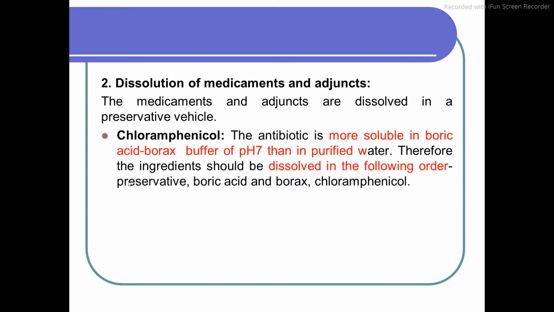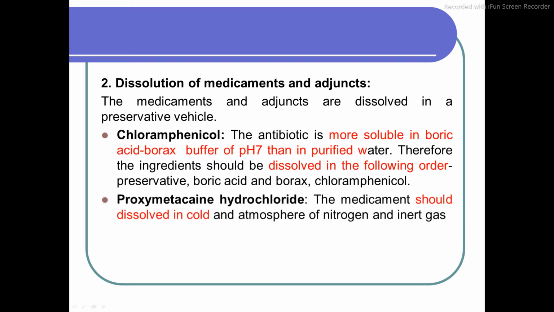First, we have to dissolve the preservative in the vehicle. Once your preservative vehicle is ready, then we dissolve boric acid and borax. Now the pH of your solution becomes 7, and once you mix the boric acid and borax, then finally you can dissolve the chloramphenicol, because in plain water chloramphenicol may not be highly soluble. Once you add boric acid and borax, the pH goes up to 7, and then you can dissolve your chloramphenicol.